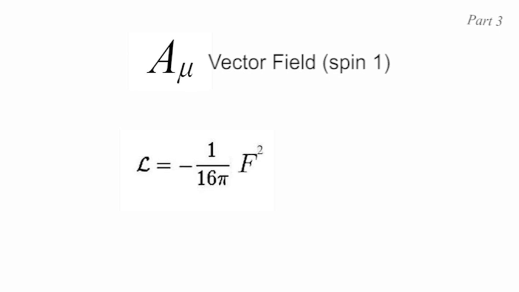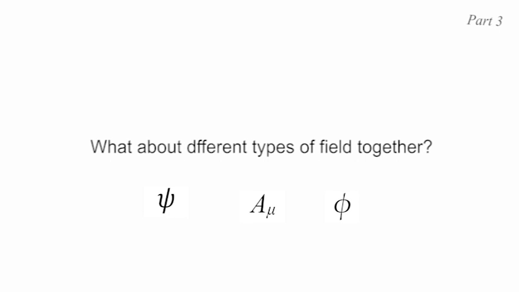If we then play around with this massless Lagrangian using Euler's equation, we will eventually get to Maxwell's equations, the ones with no charge or current in them, because it's a free field. Again, I don't want to say any more about that really, except perhaps briefly to answer the following question. What about different types of fields together?